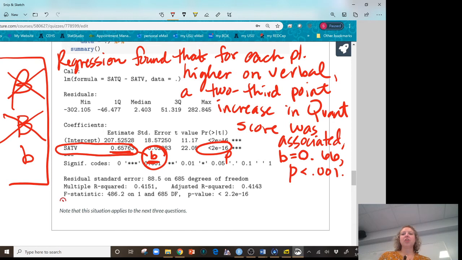Yeah. So that languaging that I just wrote there is one way. Usually we just say verbal and quantitative were positively correlated, and you have the correlation, and then put the B of this.